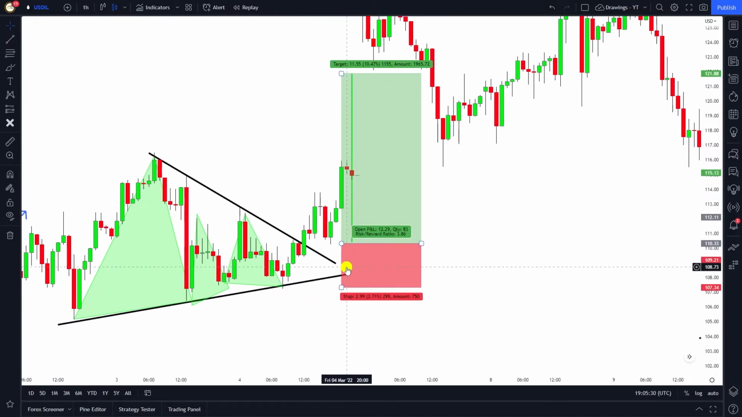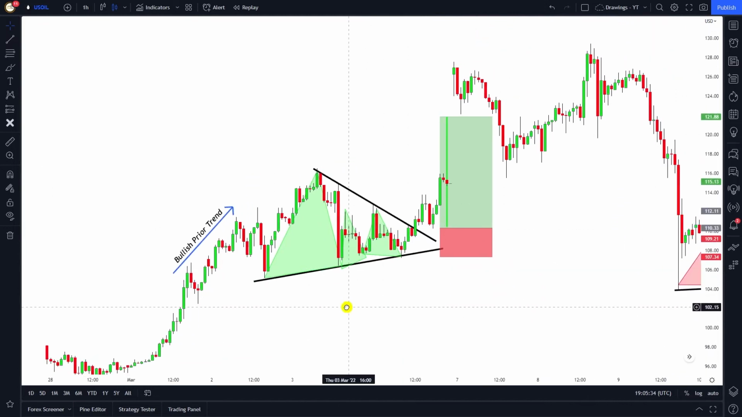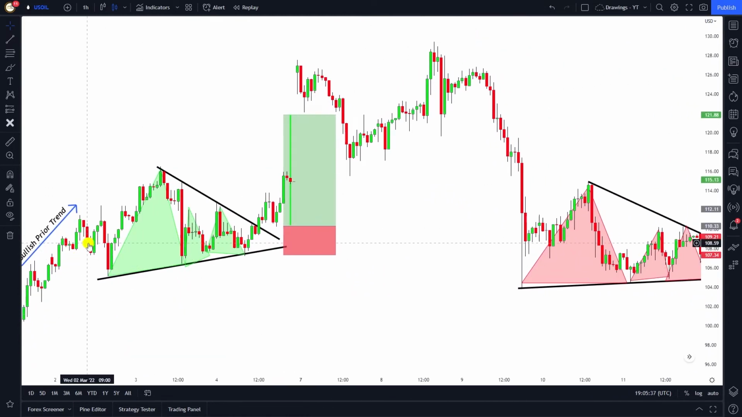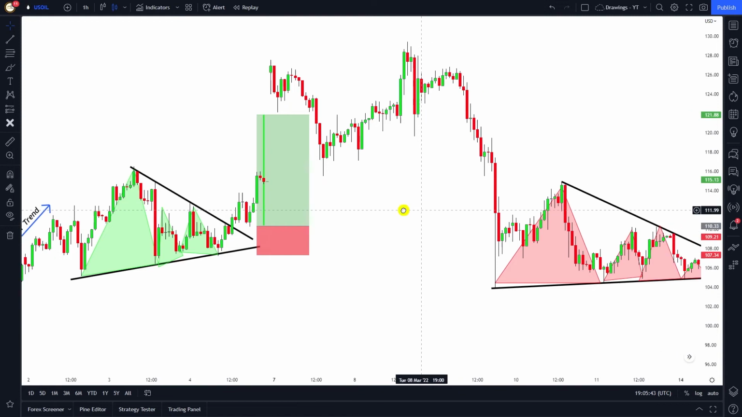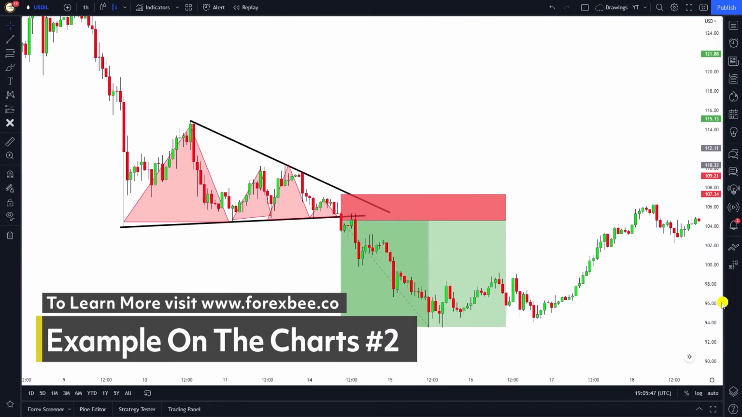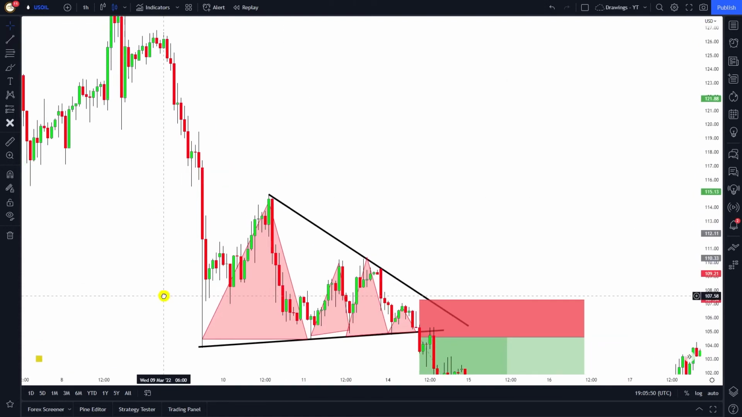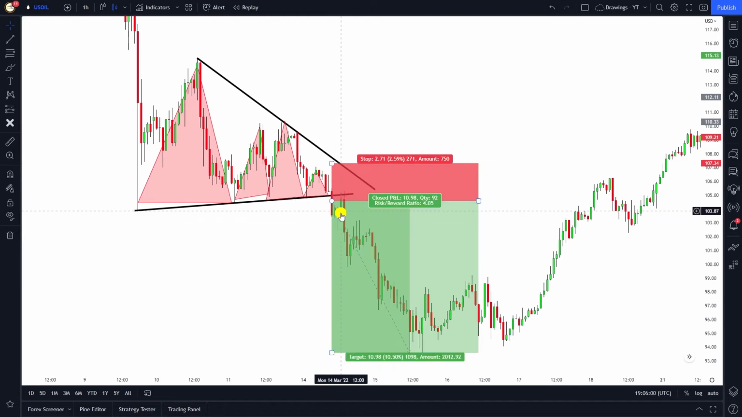So this is the strategy for the triangle pattern in crude oil. Okay, so the prior trend was also bullish, and the breakout happened in the bullish direction. We took this trade, and this is our take profit. And if we look here, a similar thing is happening: the prior trend is bearish. There is the formation of this bearish triangle pattern, and every next wave is smaller than the previous wave, and this breakout happens in the bearish direction.